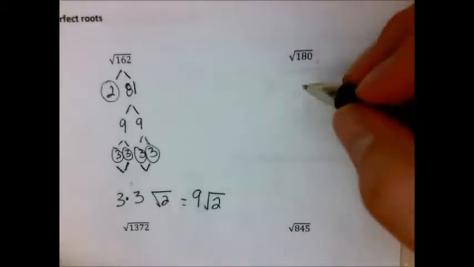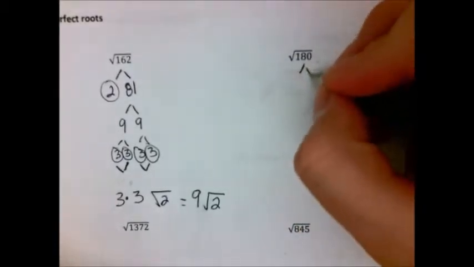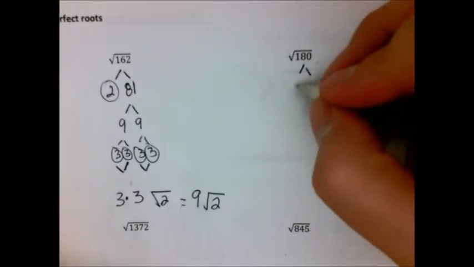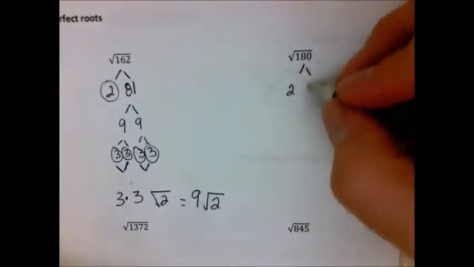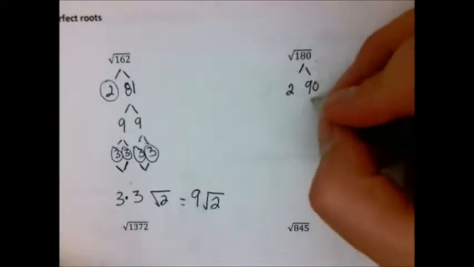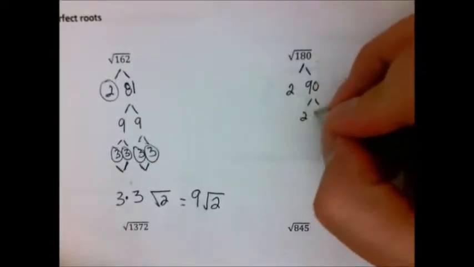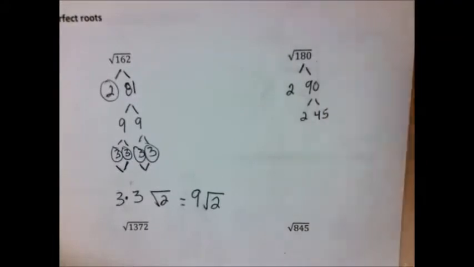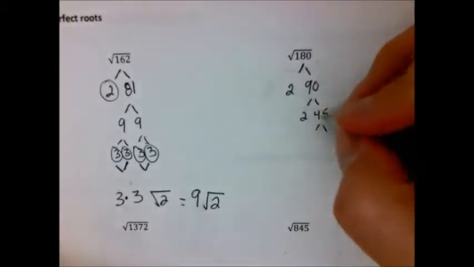Alright, 180. So once again, let's just use the 2. It's been working for us so far. 180 can be divided by 2, so we're going to do 2. And when you put it in your calculator, you should get 2 times 90 equals 180. If we do it again, 2 and 45. Well, now we can't do it again, so we have to break this down.